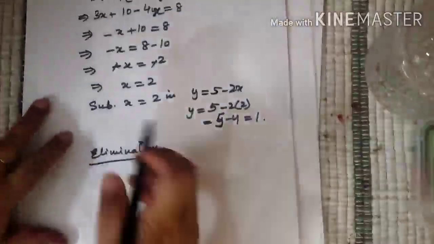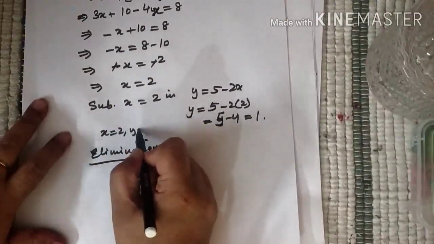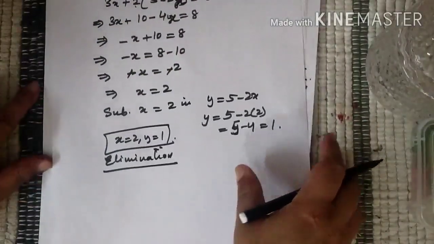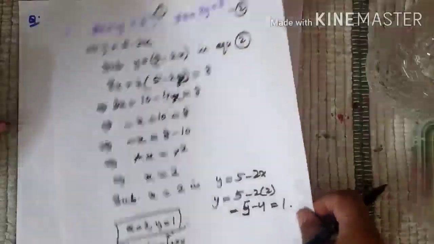And here also we got the solution x is 2 and y is 1, of the same equations. If the set of equations is the same, you solve by any method, the solutions will be the same.